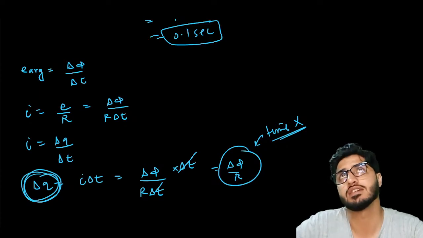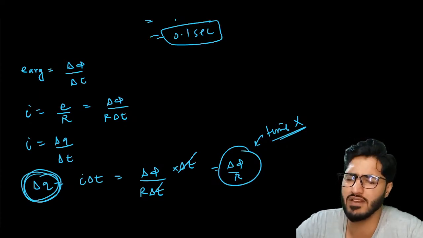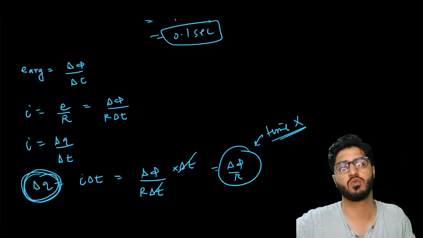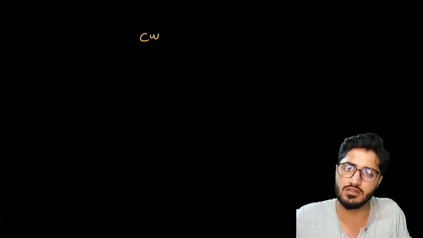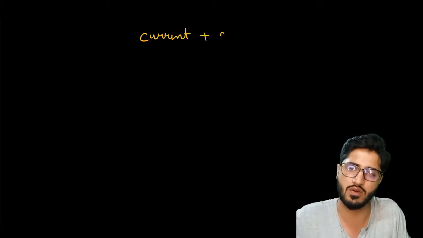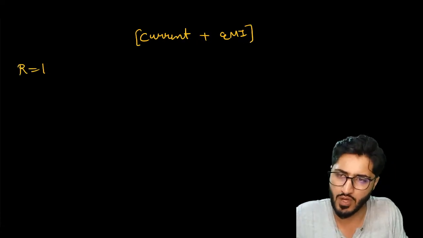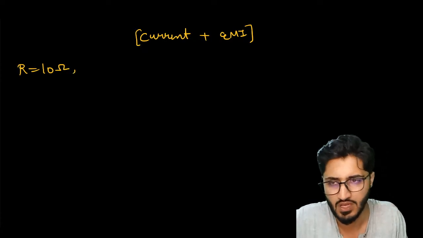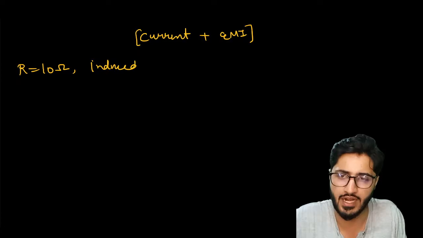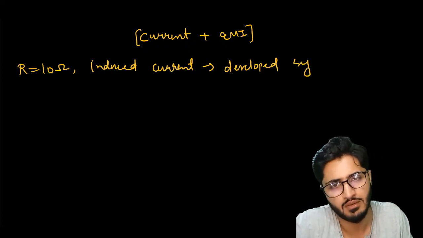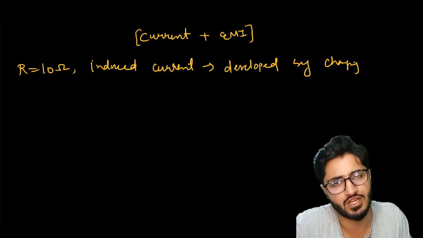Okay, so we can do one thing now. I will give one numerical that will join two chapters, EMI and current electricity. The resistance of the coil is given as 10 ohm. An induced current gets developed. Why? By changing magnetic flux.